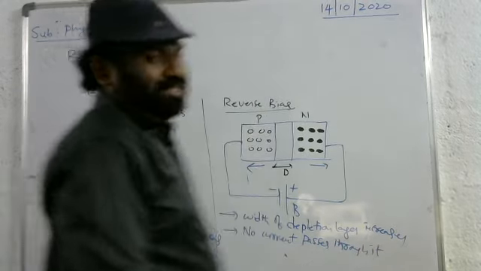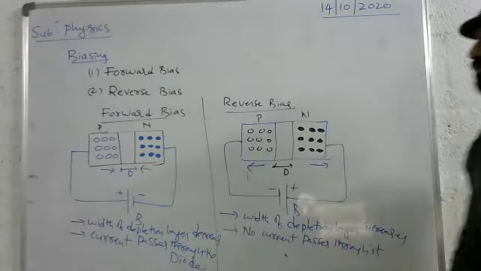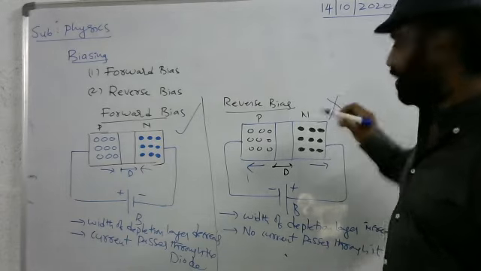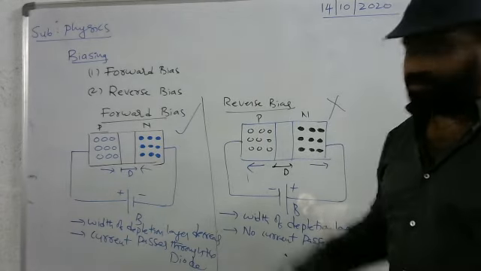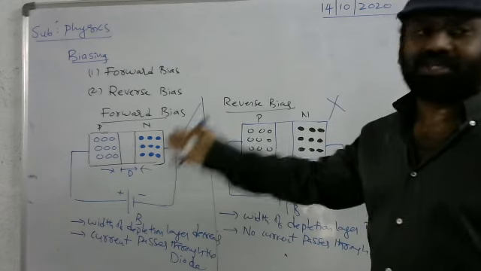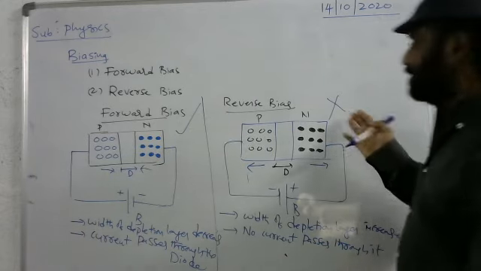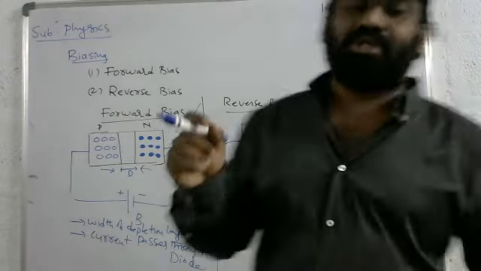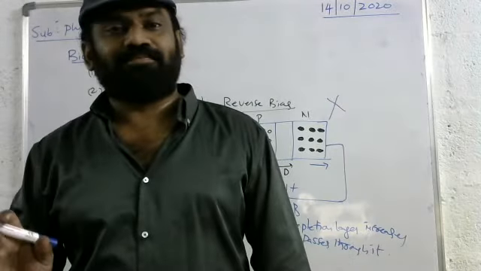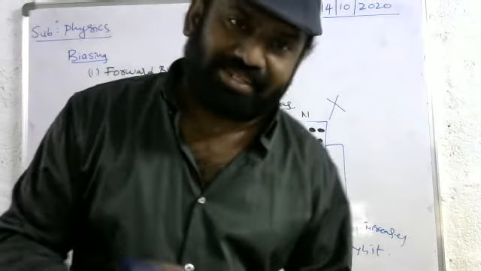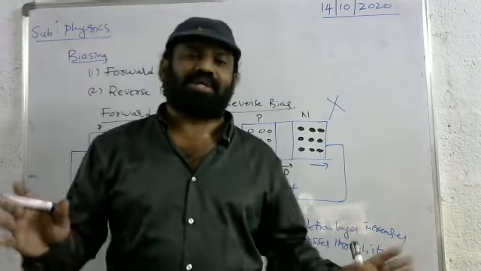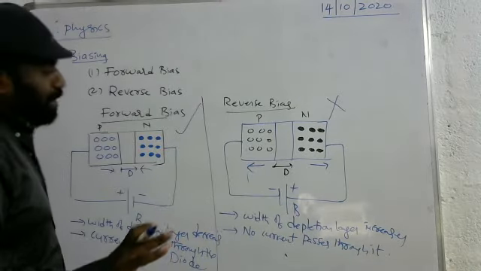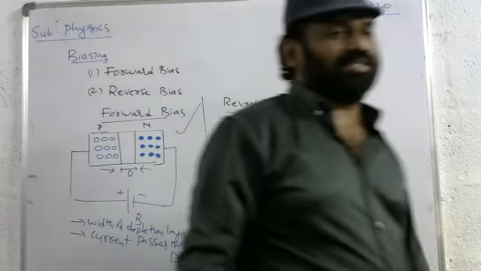So which bias is preferable? In forward bias the diode works, in reverse bias it doesn't work. Got it? In forward bias it allows the current. In reverse bias it does not allow the current. So the general PN junction diode can be used in forward bias condition only. In reverse bias condition it doesn't work. So always this is about the biasing, forward bias and reverse bias.